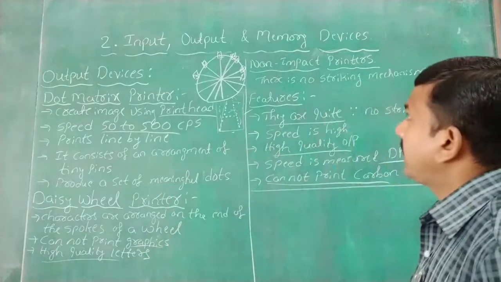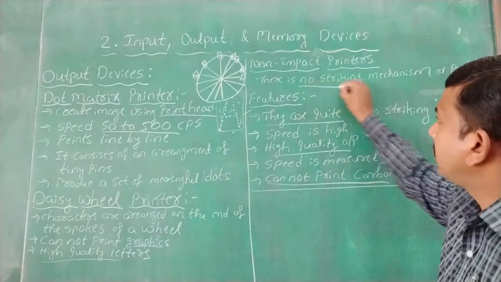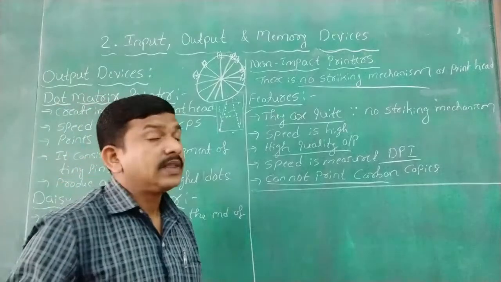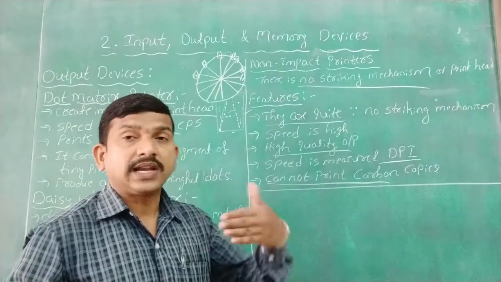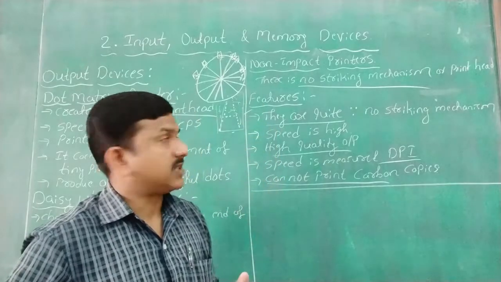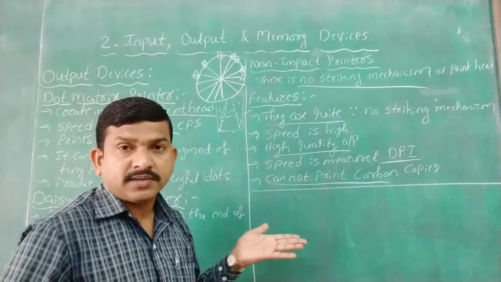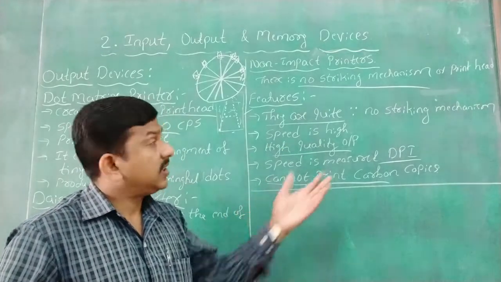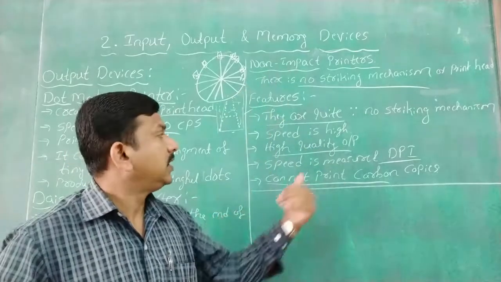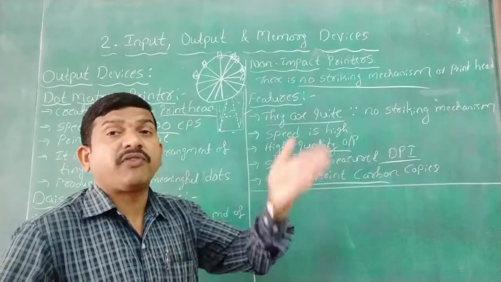So in non-impact we have discussed some features. Here this is the main point: there is no striking mechanism. In non-impact printer, there is no striking mechanism. It will print using some technology that we will discuss in the next classes. So here we have discussed some of the features. They are quiet, means they are silent because there is no striking mechanism. It does not make sound, the output comes silently. The speed is high, compared to this, means very fast.